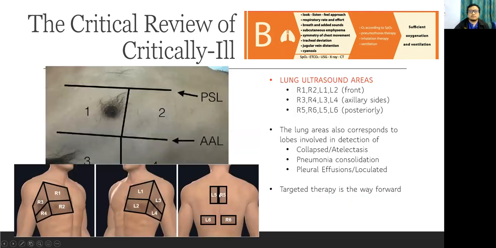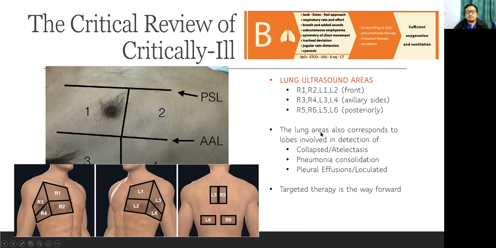For the lung ultrasound areas, you have to follow the international consensus of lung ultrasound, using R1, R2, R3, R4, R5, R6, and on the left, L1 to L6. These parts of the lung represent the appropriate lobes according to the surface anatomy of the lung. L1 and L2 are the upper lobe and some part of the middle lobe. L3 and L4 are mostly some part of the upper lobe, middle lobe and lower lobe as well. And from the back it is mostly the lower lobe.